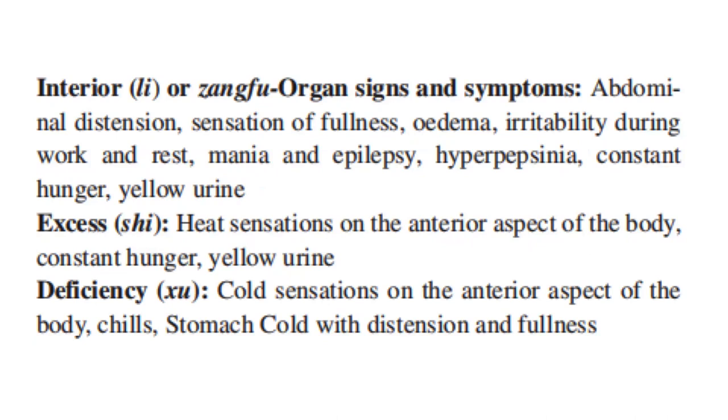Excess will have heat sensations on the anterior aspect of the body, constant hunger, and yellow urine. And then for deficiency symptoms, we have cold sensations on the anterior aspect of the body, chills, stomach cold with distension and fullness.